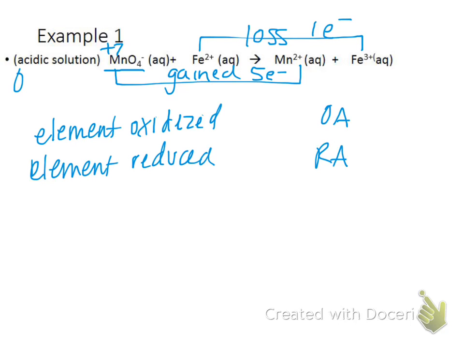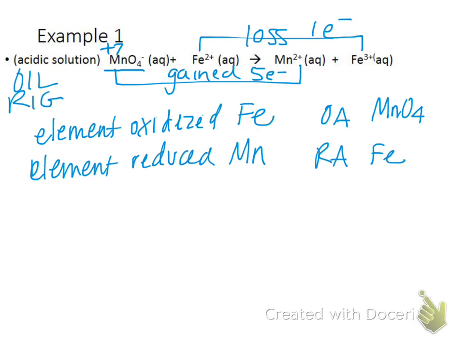Okay? So when we go back to OIL RIG, oxidation is loss of electrons. So the element that is oxidized is iron. The element that is reduced is the manganese. That's the element that was reduced. So if iron was oxidized, the Fe, the iron, is going to be the reducing agent. If manganese was reduced, the compound that it was in, MnO4, is the oxidizing agent.